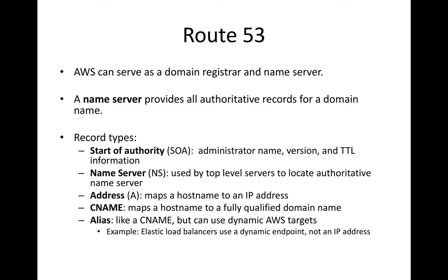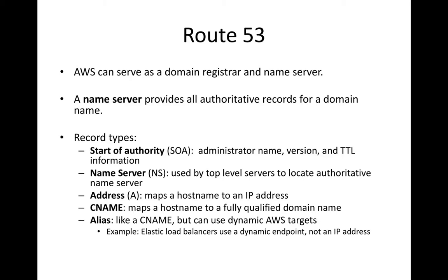So I mentioned that using the Route 53 service, AWS can serve as both a domain registrar and a name server. So you can register your .com domain name with Amazon, and then you can create name server records. And those name server records are the records which map the domain name, the host records in the domain name, to the actual IP addresses. So that the name server is really the authoritative record holder for a domain name.